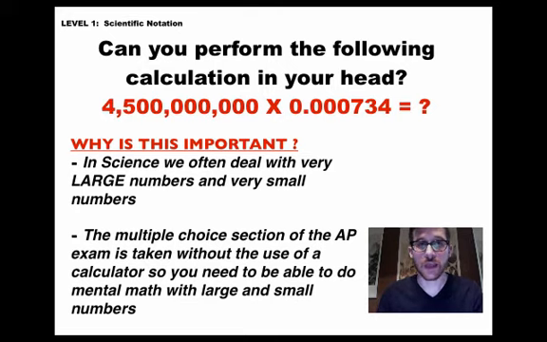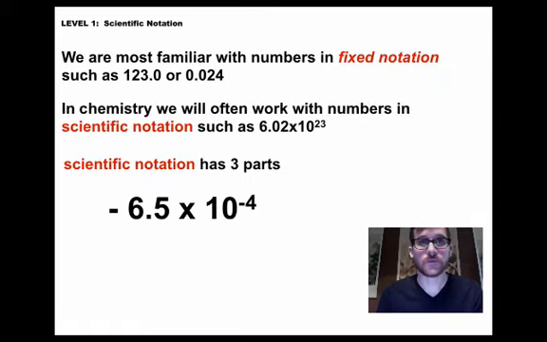In the multiple choice section of the AP exam, you're going to be asked to do calculations with numbers like you see above here, and you're going to have to do it mentally because you can't use a calculator on the multiple choice portion. So I'm going to show you some tricks, a way for you to think about that, that will make it a lot easier. It has something to do with this thing called scientific notation.